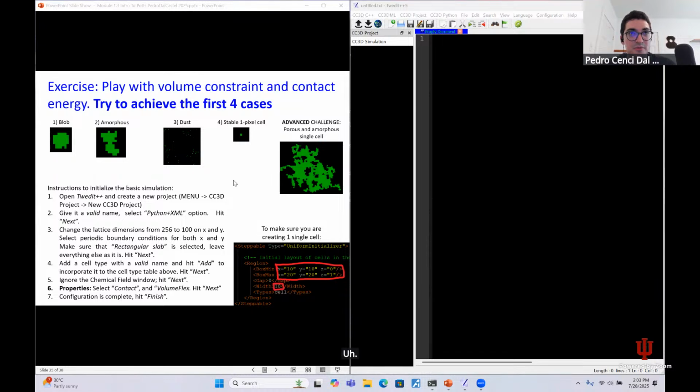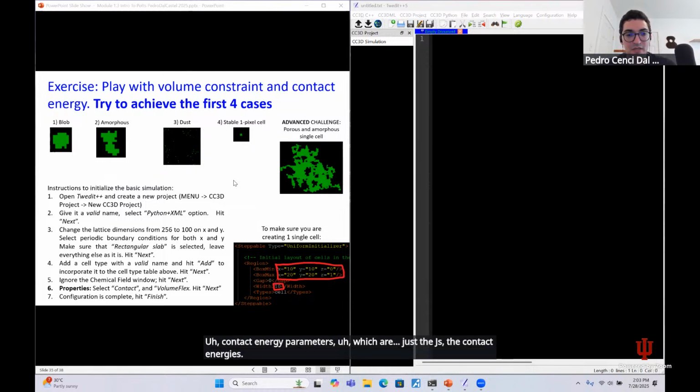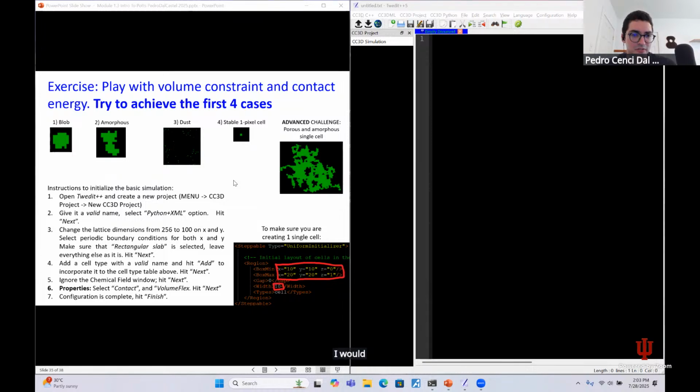Contact energy parameters, which are just the J's, the contact energies. I would leave the neighbor order at 4. And the volume constraint parameters, which are the lambda volume and the target volume.